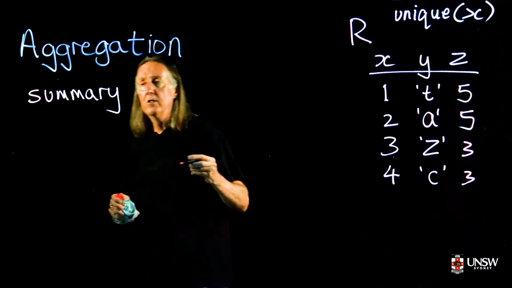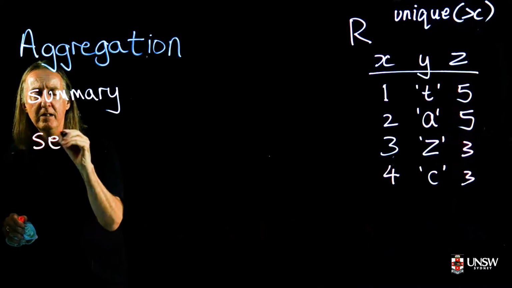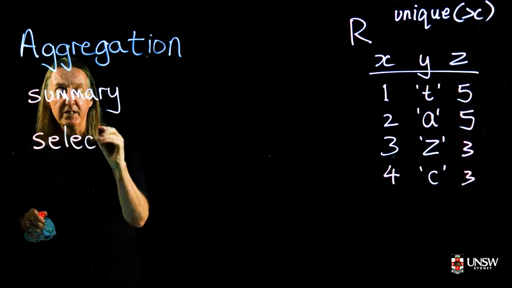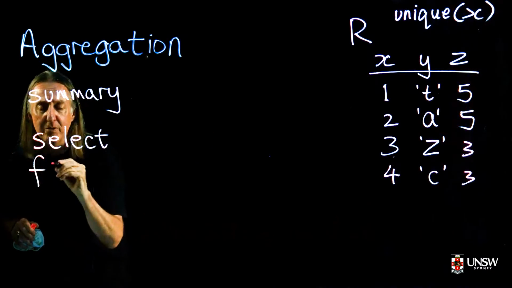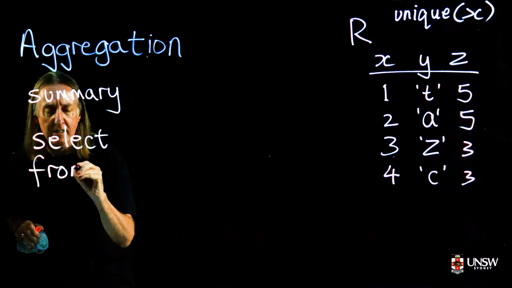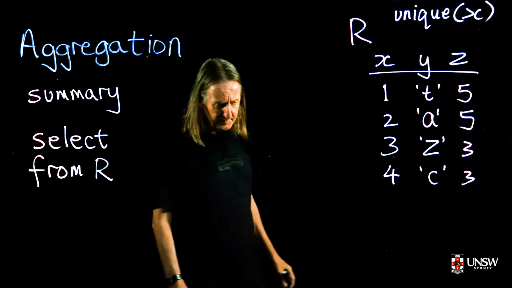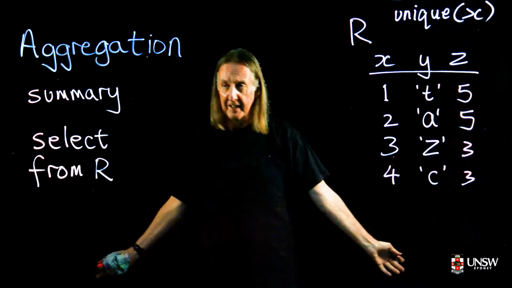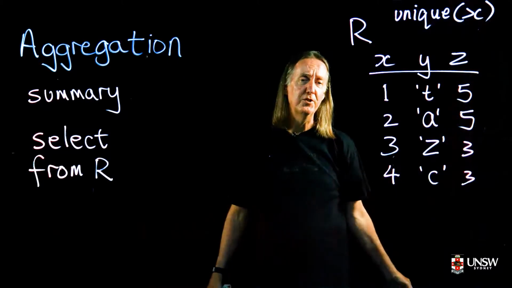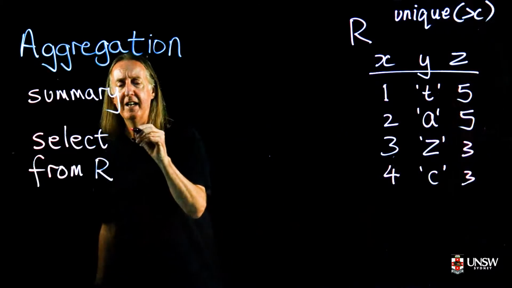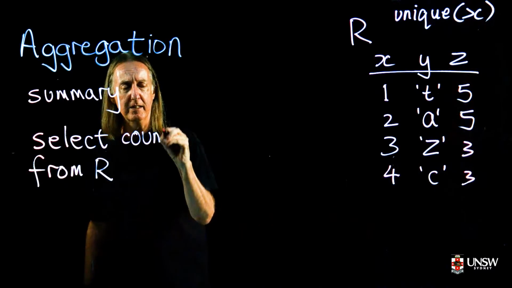All right, so how do we get access to these aggregation functions? Well, they actually crop up in the select clause. So let's say we're going to use our sample table once again. So we're selecting from R, and we want to specify some kind of summary of the table. Now, a very simple summary is just to say how many tuples are there in the table. And it turns out that there's an aggregate for doing that.